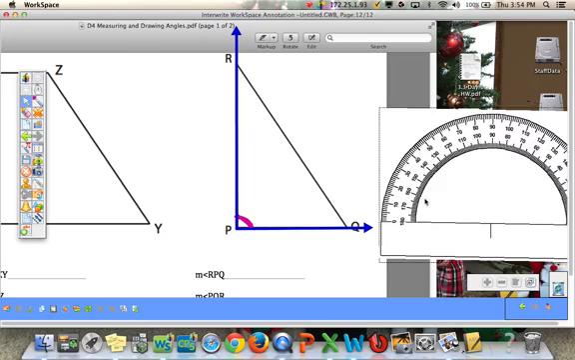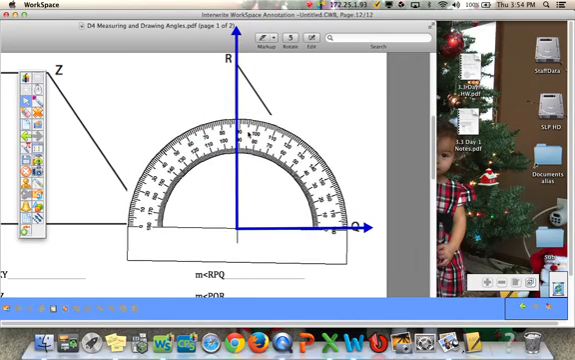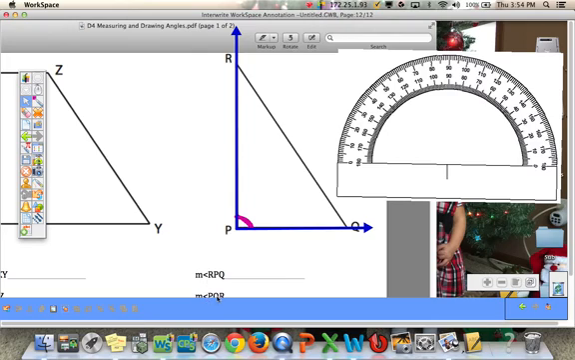Okay, we pull this over. This looks like, yep, 90. You can see it's a little bit off because I didn't make it straight, but this looks like about 90 degrees. Okay, the next one is PQR. Let's write this down, 90 degrees.